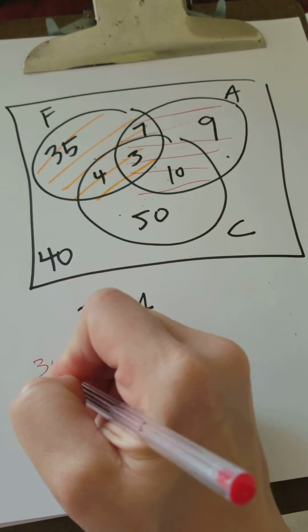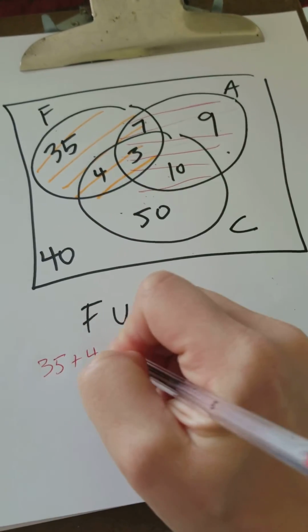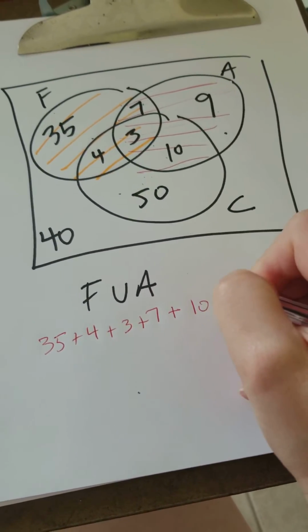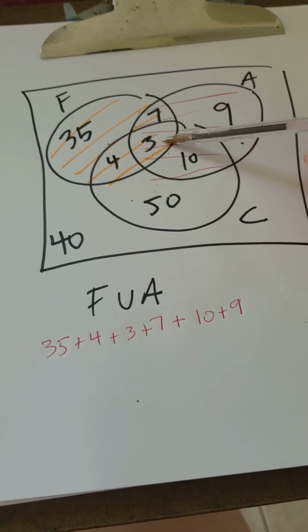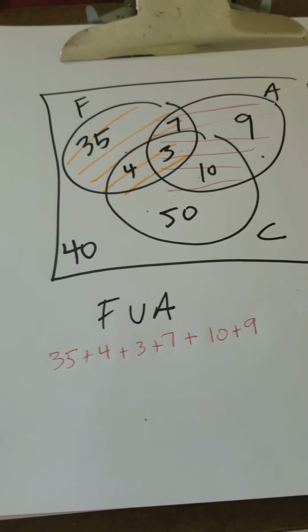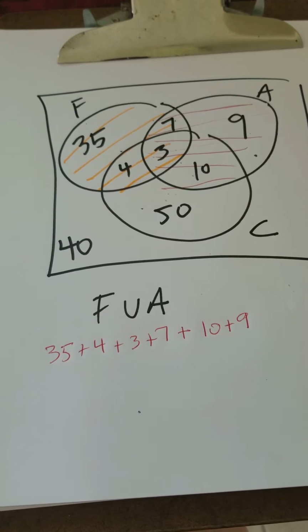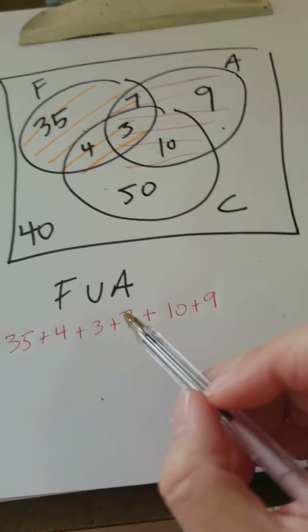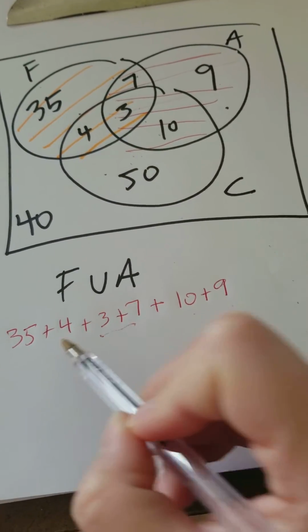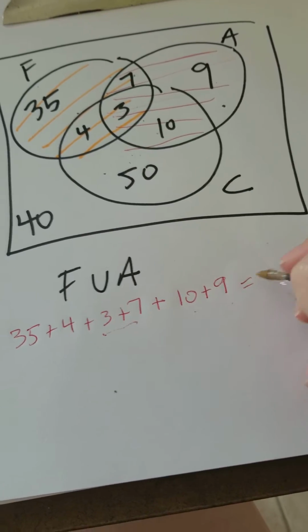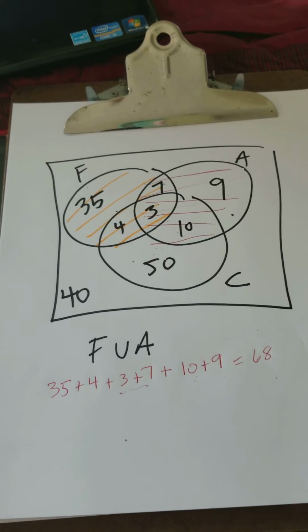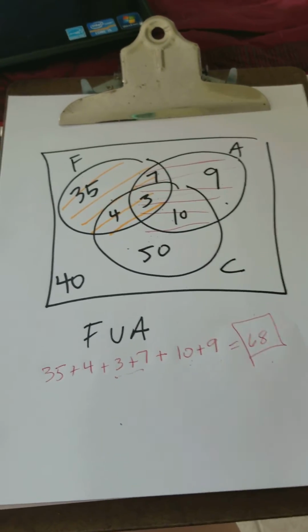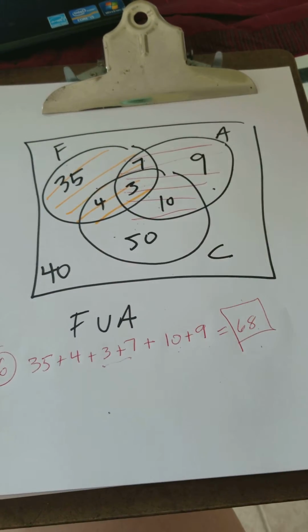So that would be the 35 plus the 4 plus the 3 plus the 7 plus the 10 plus the 9. Now do notice that we did not add that 7 and 10 multiple times. We would not double count those people in our survey, and so we did not double count those in our union, or this or this group. This does give us a total of 10, 20, 29, 33, what is that, 68. All right, so that does give us our solution for, I think this is question number 6.